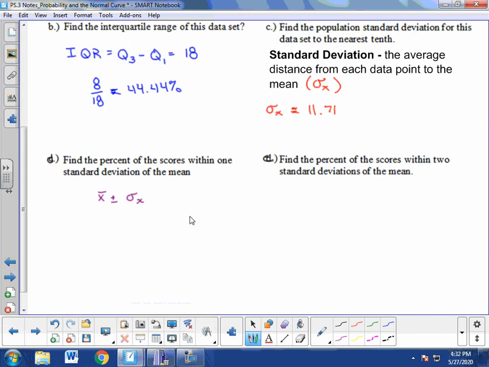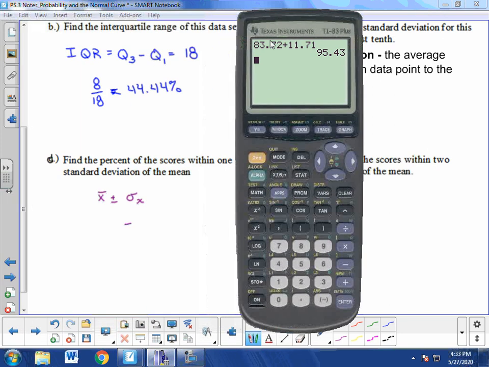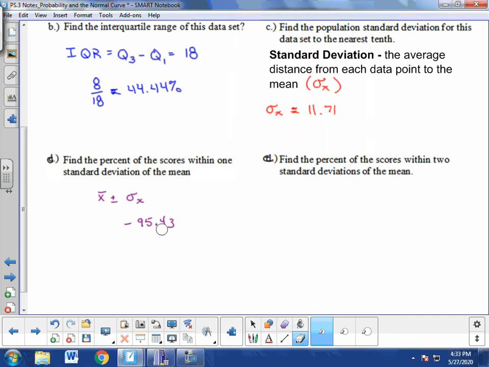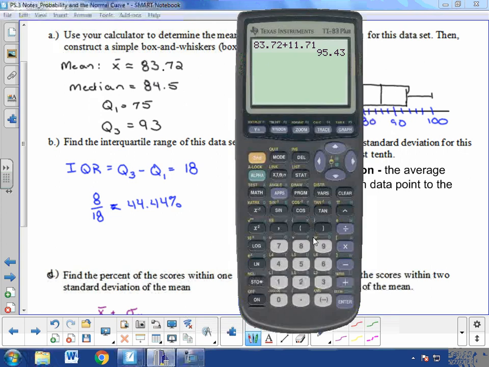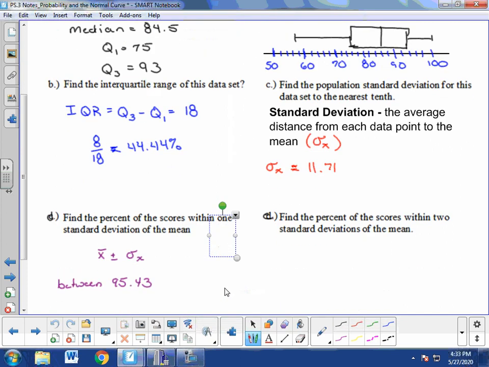So the upper bound for this is the value 95.43. I'll go ahead and write this out in words. So let's say this is between 95.43. So this is adding 1 standard deviation, adding 11.71 to the mean. And we can also subtract to find out how far it is the other way, 83.72 minus 11.71, and that would be 72.01.